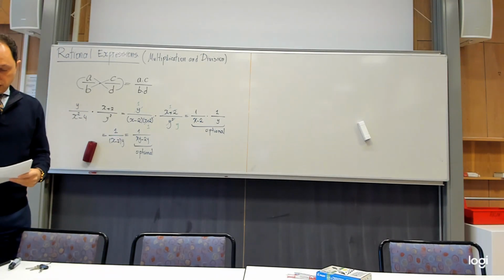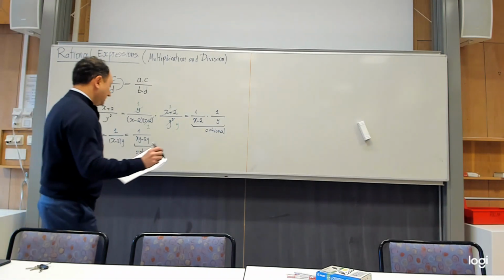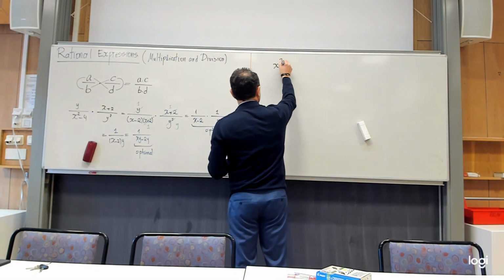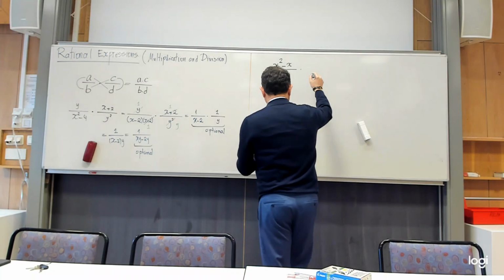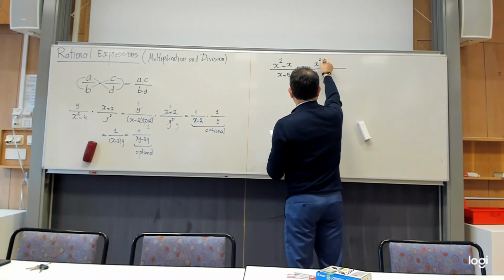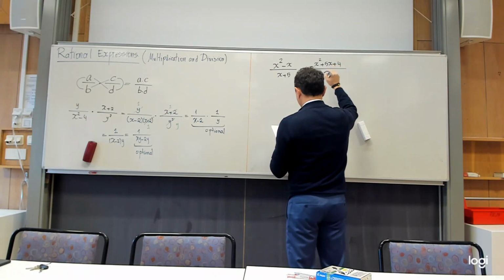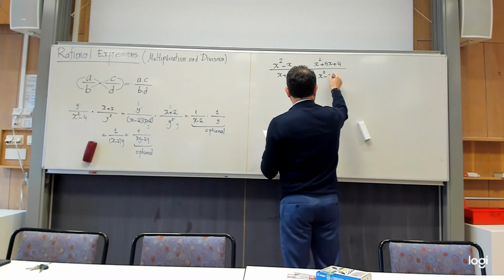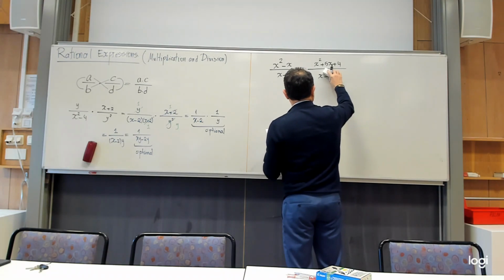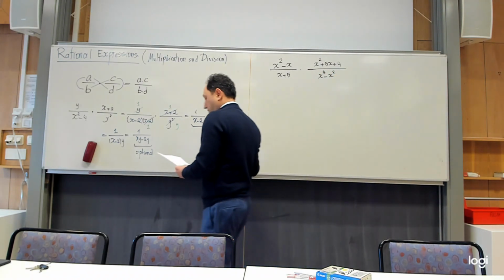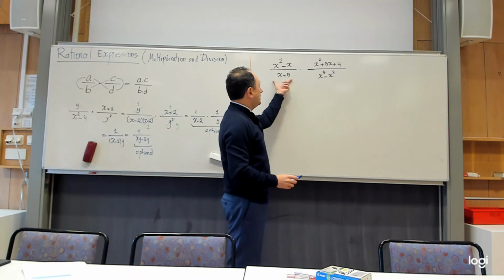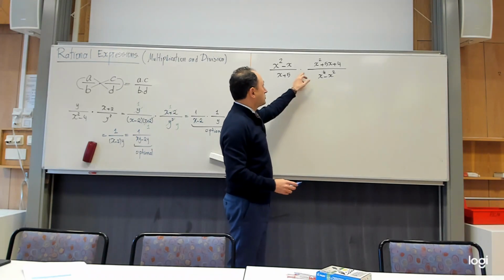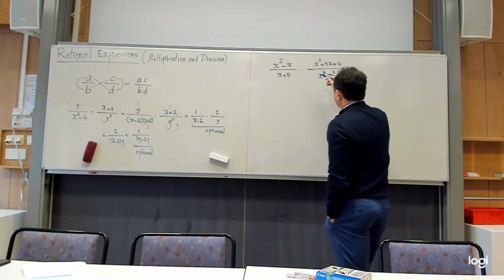Okay, so let me ask you to do this one for me. X squared minus x divided by x plus 5, multiplied by x squared plus 5x plus 4 over 4x minus x squared. Okay, let me solve this one myself because I want to also explain something more. So if I want to do that, I have a rational expression, another rational expression, I am supposed to multiply them. So what I have to do, I have to factorize whatever I see here.